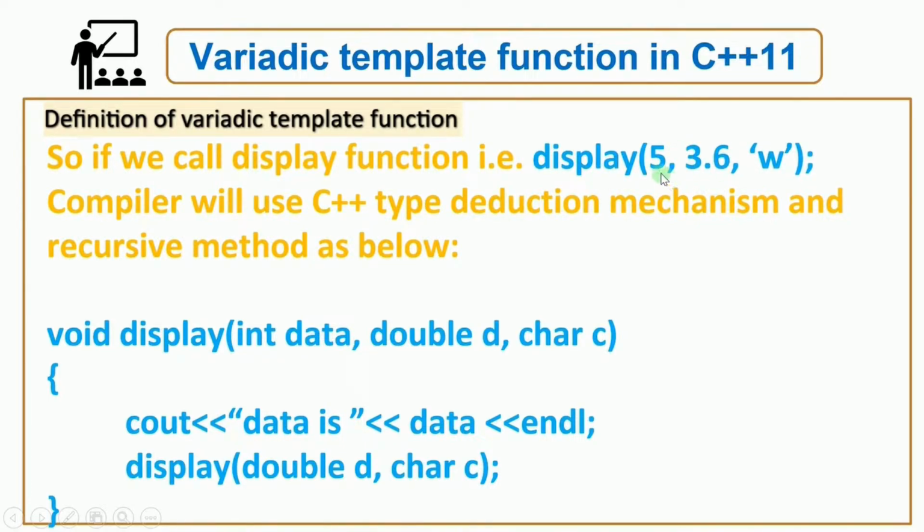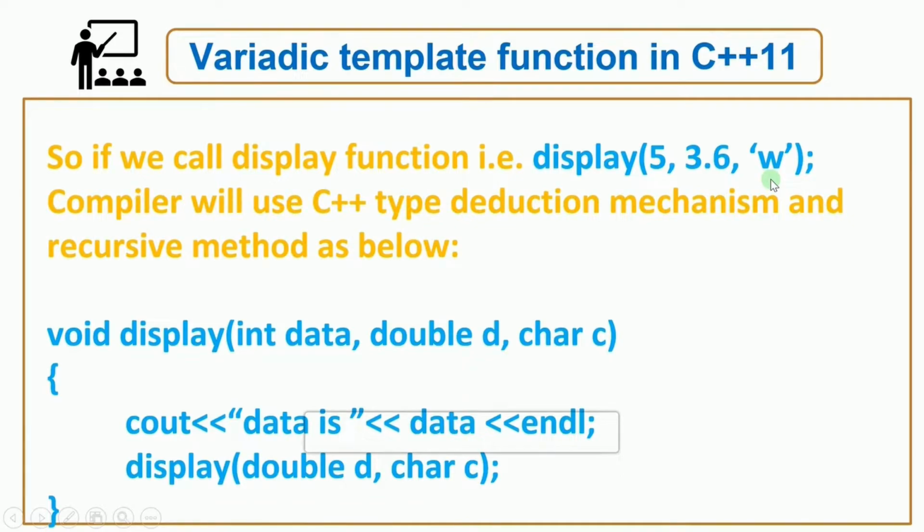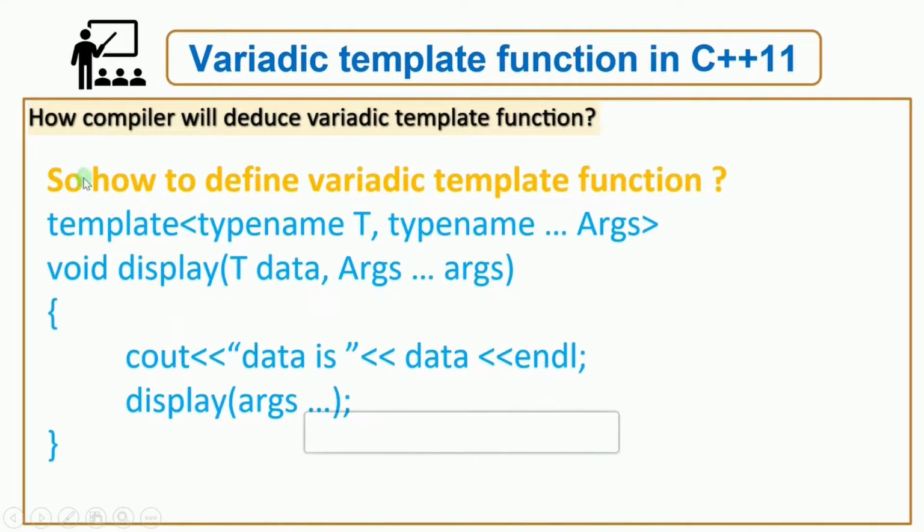You can see the first argument is an integer with the value 5. The second is a double, that is 3.6. And the third argument is a character, that is W. When we simply call the display function and pass 3 arguments, how will the compiler deduce the type of the function?